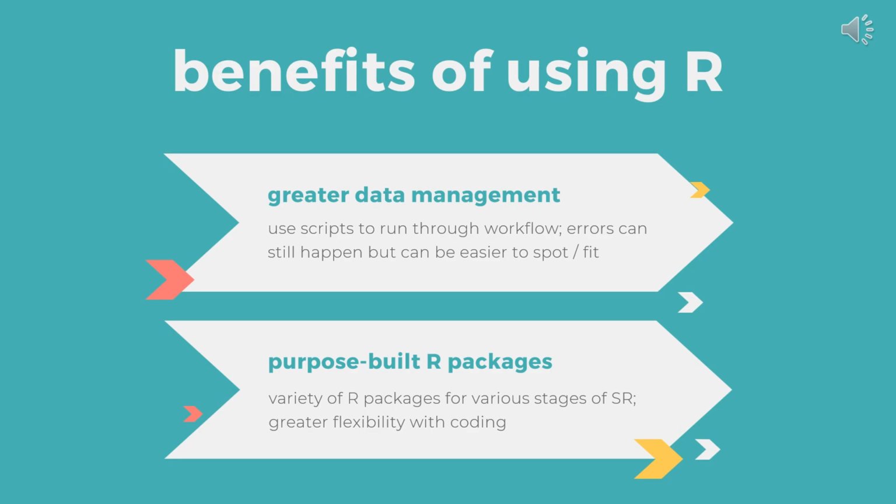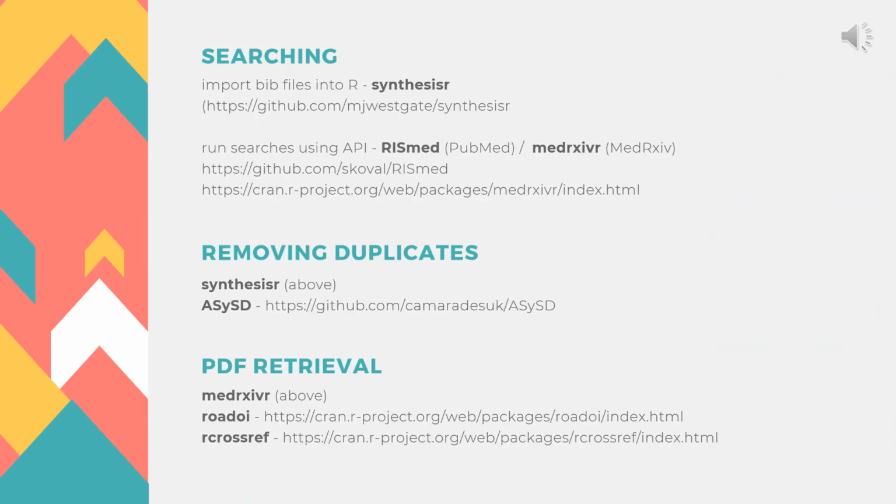Something that makes using R in systematic reviews really powerful is the fact that there are so many purpose-built R packages and a growing community of coders contributing to these packages. Coding is generally a useful skill to learn, but in terms of a systematic review, it offers so much more flexibility to what you can do with your data. There are a lot of R packages available to help you through the various steps of a systematic review project.